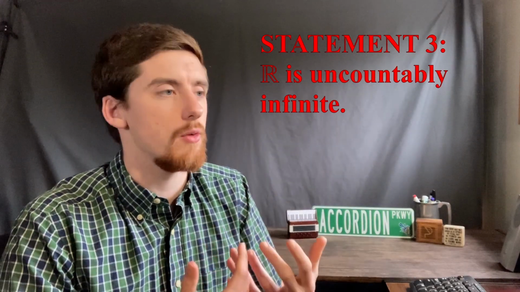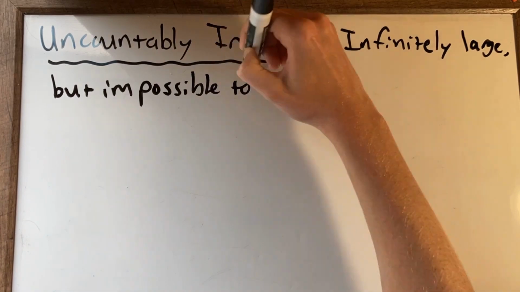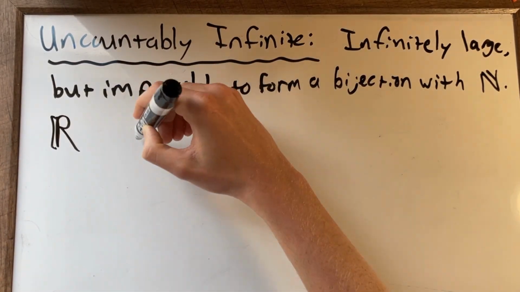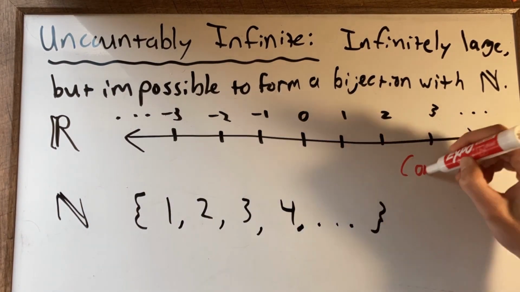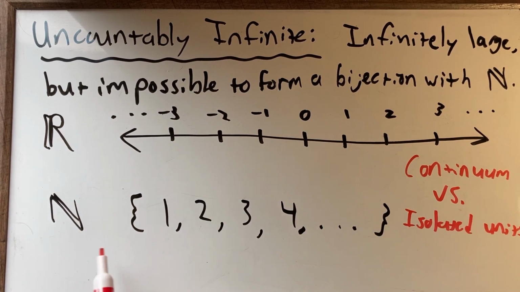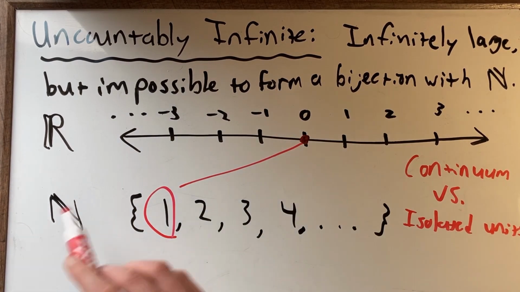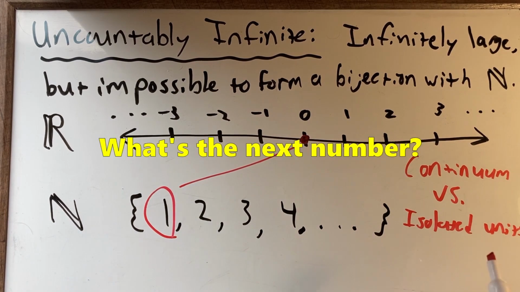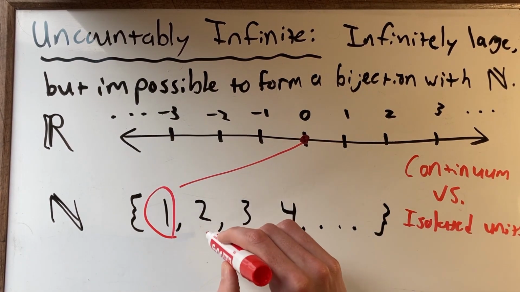However, I'll at least try and explain why the reals are uncountable. So again, when we say that a set is uncountably infinite, that means that the set is infinitely large, but it's impossible to form a bijection from the natural numbers to that set. Because think about it, what if you were to try to pair these off and make a bijection so that you could use the natural numbers to count the real numbers? Well, let's start with pairing off the number 1 from the natural numbers with, let's say, 0 for the real numbers. Well, what's the next number? Think about it, what is the next number in the real numbers? Like, what are we going to pair with 2?